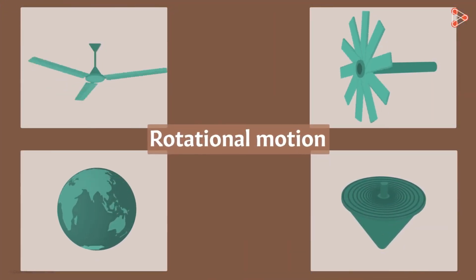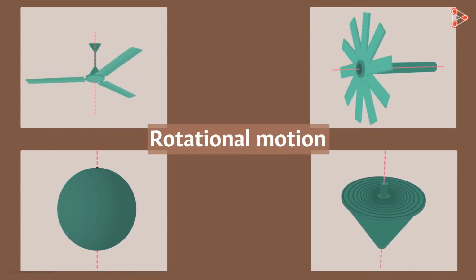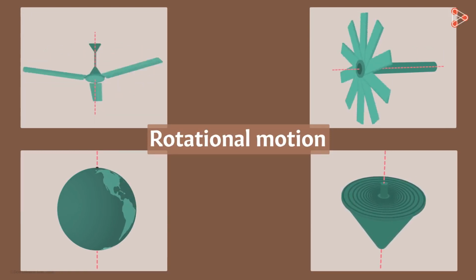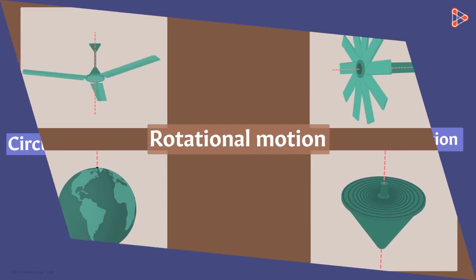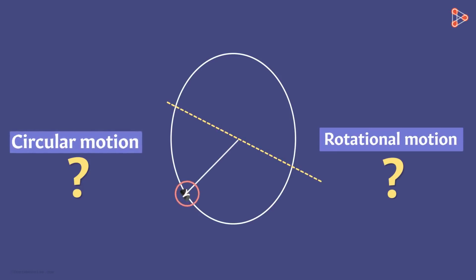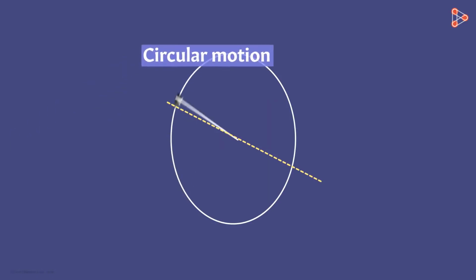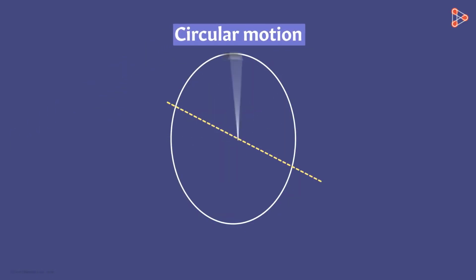In all the examples of rotational motion that we saw, the axis of rotation is a part of the object. It is going through the object. But in this case, the axis of rotation is not passing through the object. It's totally separate from the object. Hence, we don't call this motion rotational motion. This is circular motion and not rotational. So this is the difference between circular and rotational motion.